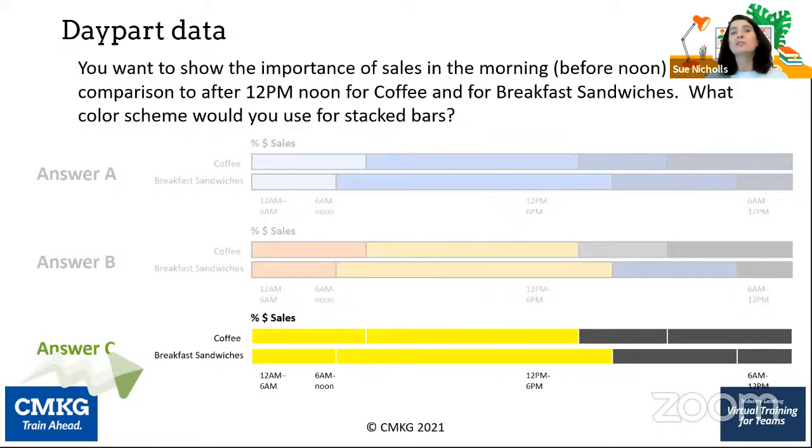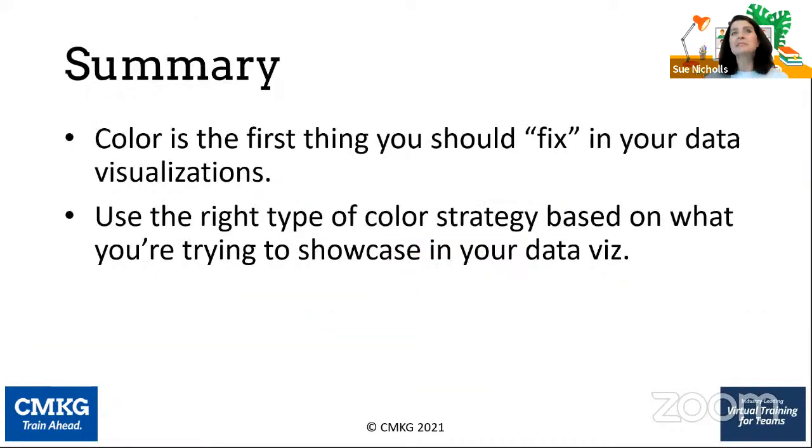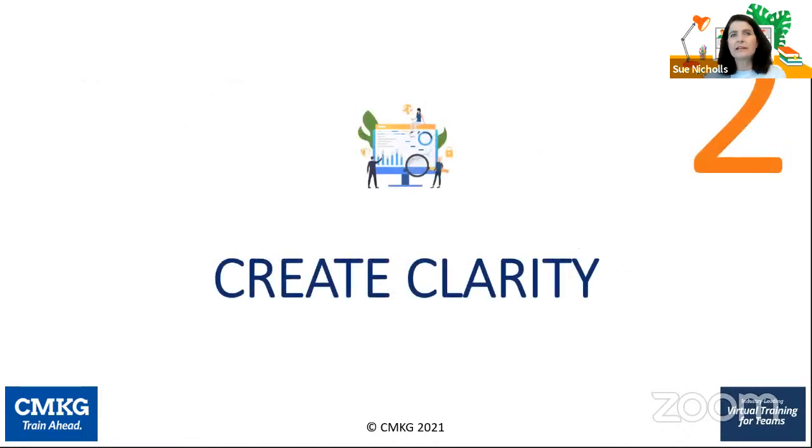Now I can talk about the yellow morning and the darker afternoon, and that X percentage of sales are done before noon. These go very much hand in hand, the sales of coffee and the breakfast sandwiches. So that's just a simple example. Color is the first thing you should fix in your data visualizations. It really does sharpen and make your slides more crystal clear if you're brightening the colors of the most important pieces, taking out some of the color in the areas that you're not trying to reflect, and making it as easy as possible for your audience to understand what they're supposed to be looking at.